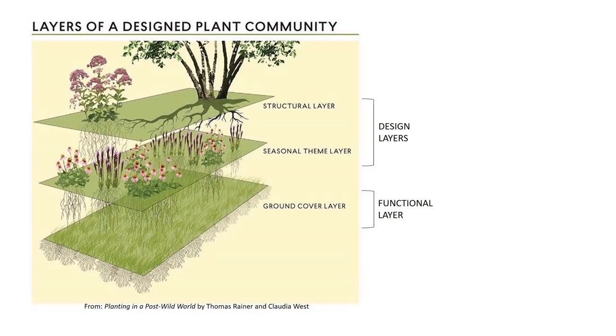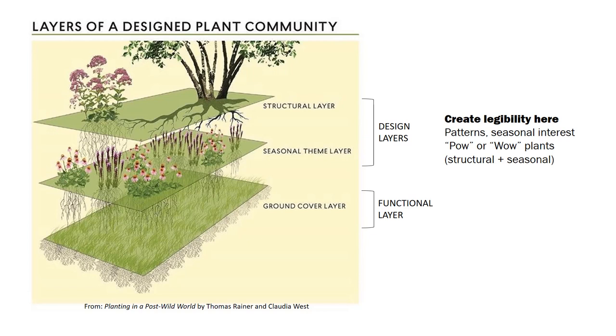So now we can start to break this into layers. Rainier and West talk about a structural layer, a seasonal theme layer, and a ground cover layer. And so we can think about those top two layers, the structural layer and the seasonal layer, as our design layers, and the ground cover layer is our functional layer. And I'll explain what those mean here. Our design layers create legibility in the landscape. These are those dominant patterns that we see, what makes the Pacific Northwest forest different than the eastern hardwood forest. They give our seasonal interest. These layers contain our pow or our wow plants, the things that just make you stop and take your breath away. So those are our structural and our seasonal layers.